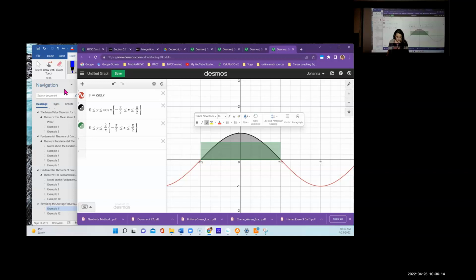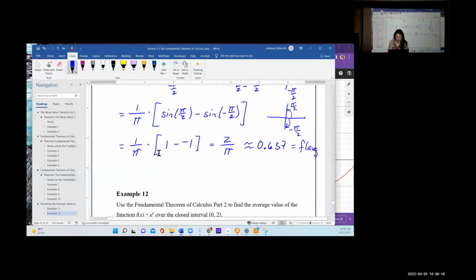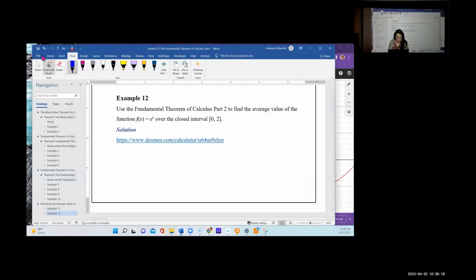Okay, we have one more to work, which is number 12. It says use the fundamental theorem of calculus part 2 to find the average value of the function e to the x over the closed interval from 0 to 2. So again, we're looking for the average value. So we're going to take 1 over the width of the interval. B minus a is 2 minus 0. The integral from 0 to 2 of e to the x dx.